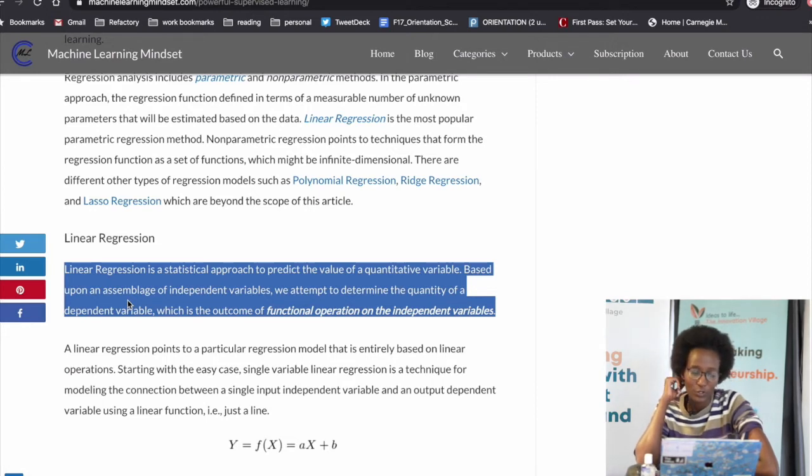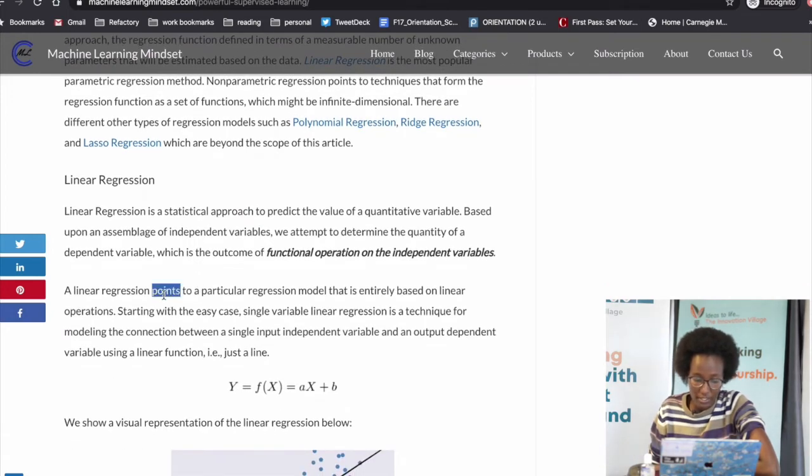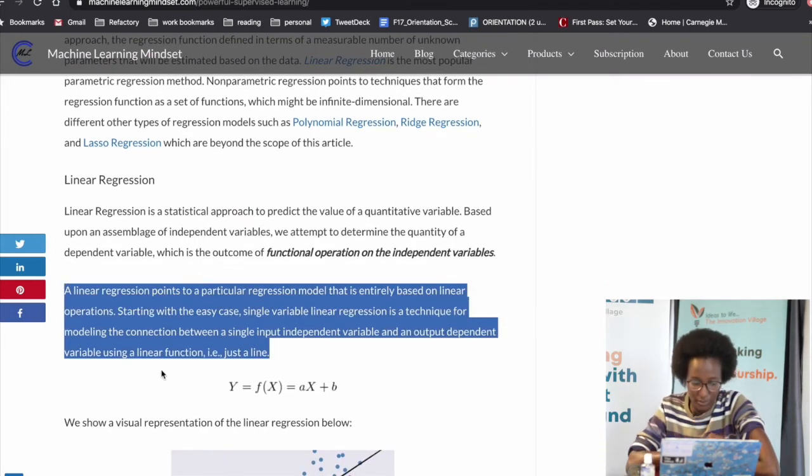So this is just using a bit of complex language, which is unnecessary really. But in short, you have different independent variables, like we saw, we're going to be referring to them as features, and then you want to use those to determine the quantity of a dependent variable. So it's quantitative, numerical, and the dependent variable is just the outcome that we're talking about, the output of the model. So a linear regression points to a particular regression model that is entirely based on linear operations.